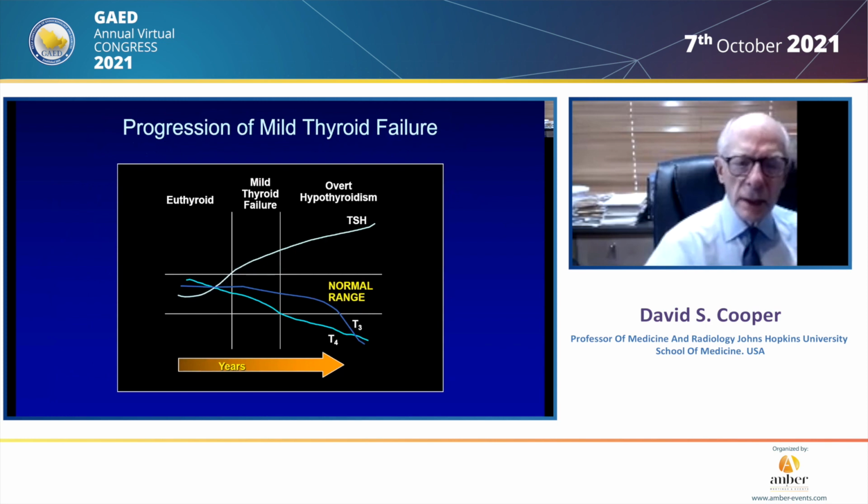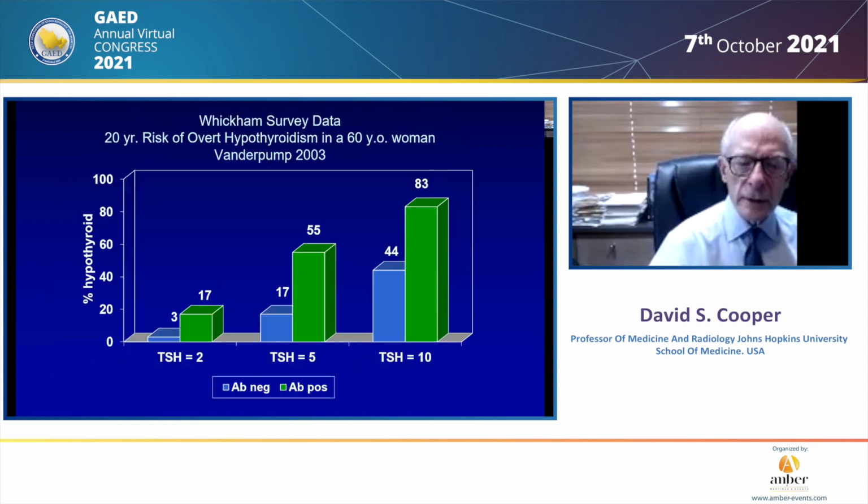This is the idea that you start out being euthyroid, you then develop mild thyroid failure or subclinical hypothyroidism where your TSH is elevated, but T4 and T3 are normal. But then eventually you become overtly hypothyroid with the T4 and T3 going below normal. Now the question is, is this an inevitable thing or does it depend on age and other factors?